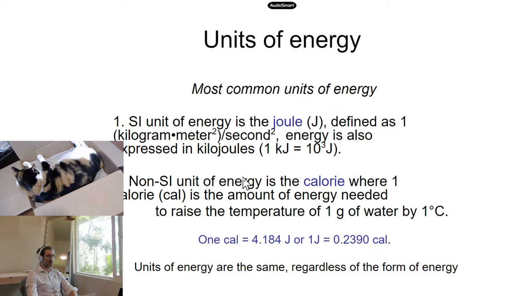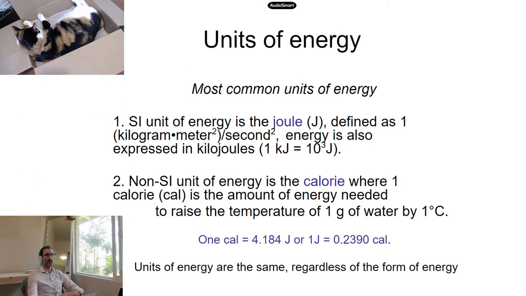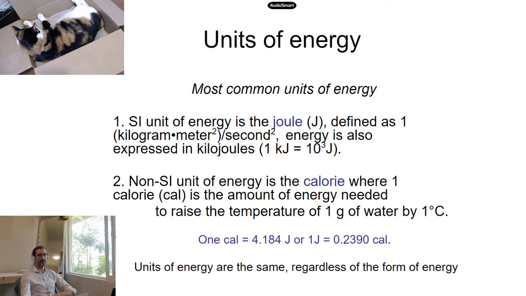And that brings us to our common units of energy. Now, I want to talk about the non-standard international unit, this number two here, and that's the calorie. That's calorie with a small c, and that's the amount of energy needed to raise the temperature of 1 gram of water by 1 degree C. And that makes sense. That's sensible, right? Unfortunately, or fortunately, depending on what kind of measurements you're making, that's not the same unit that the standard international unit is.